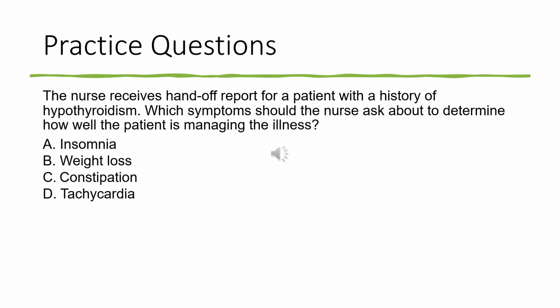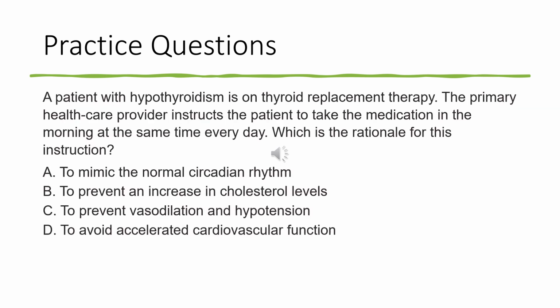These other choices look like they are hyperthyroidism. So constipation, if the patient has slowed metabolism leading to constipation, we know that the hypothyroidism is not being treated, or it's not treated well enough. The patient with hypothyroidism is on thyroid replacement therapy.